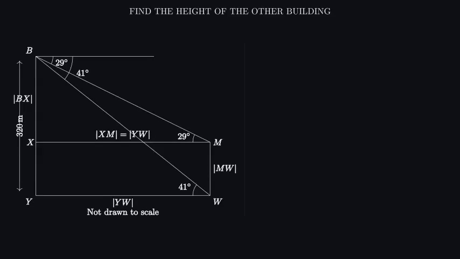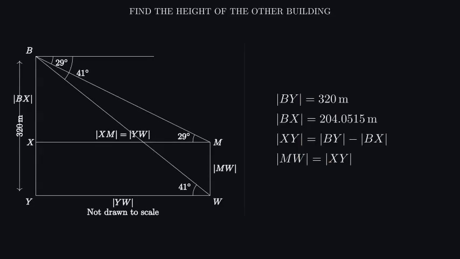The first building has total height, length of BY equals 320 meters. The part above the top of the other building is length of BX equals 204.0515 meters. So the height from the ground up to the same level as M is length of XY equals length of BY minus length of BX. Since XM is horizontal, point X is at the same height as M. Therefore, the height of the other building, length of MW, is equal to length of XY.